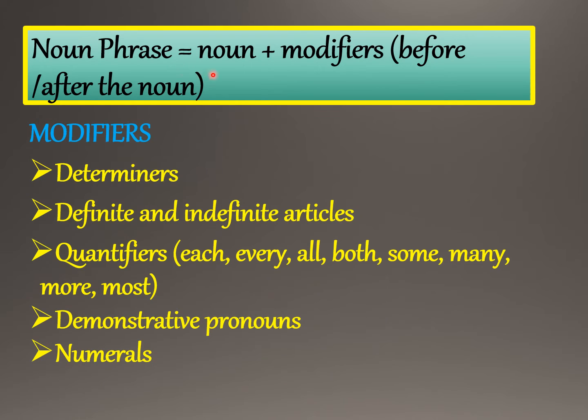The structure of a noun phrase is going to be a noun plus a modifier. The modifier can be before or after the noun. Now, modifiers, just a recap. We've already done modifiers: determiners, then definite and indefinite articles, quantifiers like each, every, all, some, many, or most. They may be possessive pronouns also, like his, yours, ours, its, theirs, mine, and they can be numerals also, like 1, 2, 3, 4. So modifiers are words which actually modify a noun.